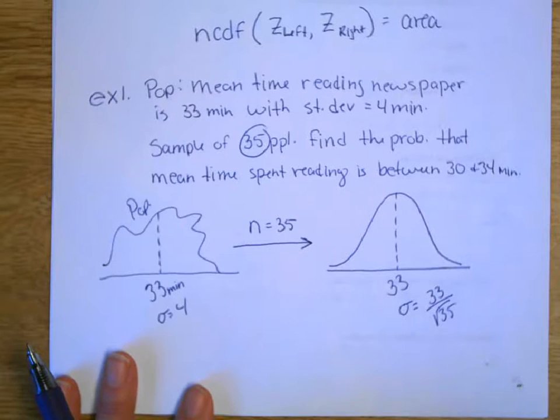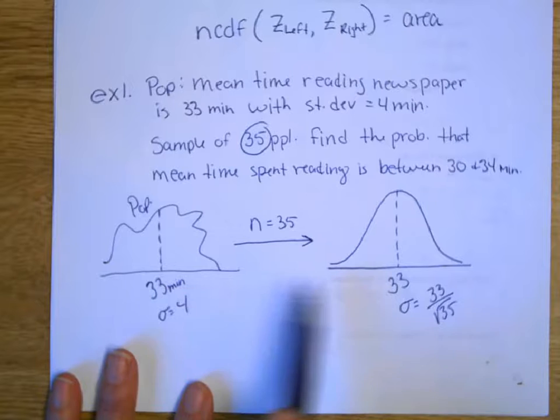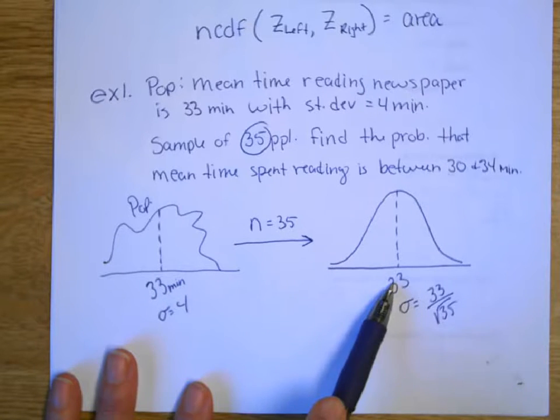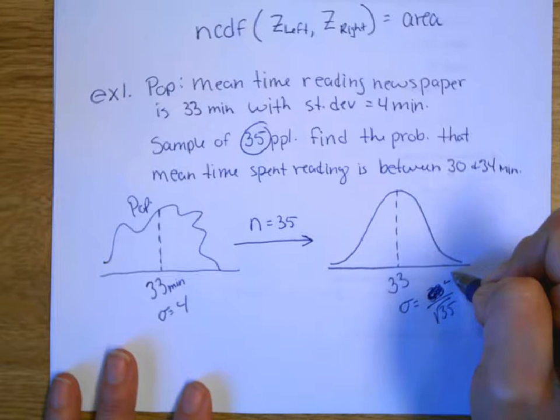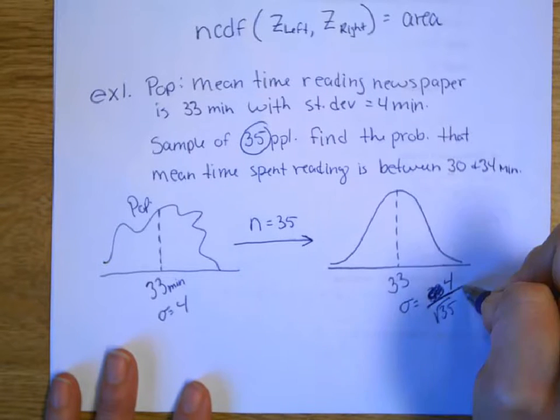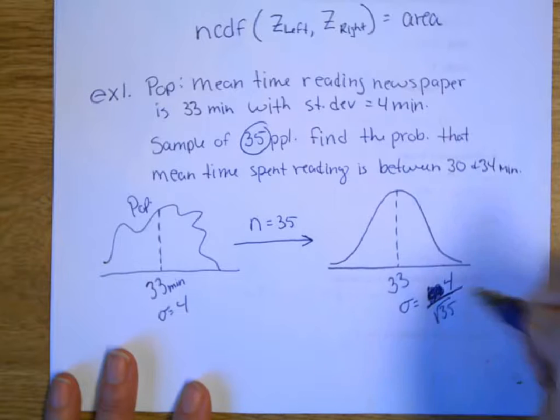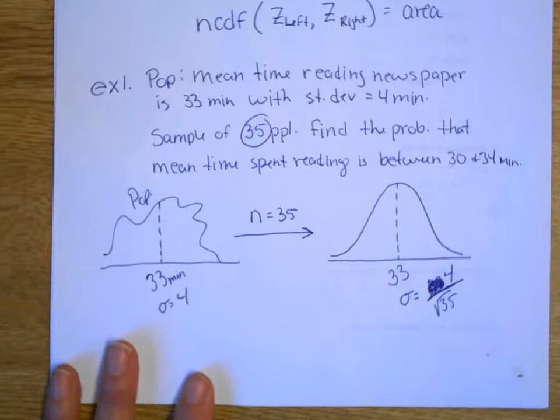Why is it 33 and not 4? The mean is 33. The mean doesn't change. Oh, who told me 30? Oh, yeah, it is 4. Who fed me the wrong number? That's probably good. But it says the standard deviation is 4 of the population. That's where I'm confused.